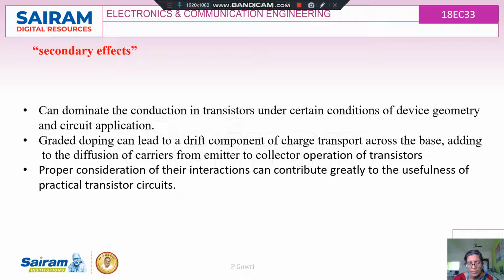Normally, when I assume that a transistor is in the active region, we assume that there will be a forward current from the emitter to the base, and the current will be moving from base to collector due to the diffusion process as well as the drift, respectively. But there may be graded doping, which may result in an extra current due to the drift in the emitter to base junction. So this drift component may change the normal operation of a transistor. Proper consideration of this interaction can contribute greatly to the usefulness of practical transistor circuit analysis.